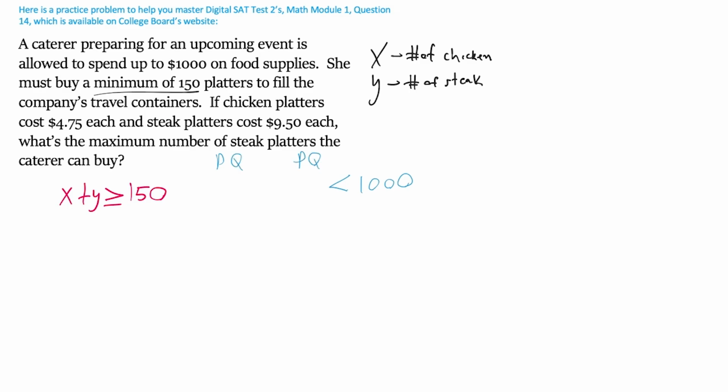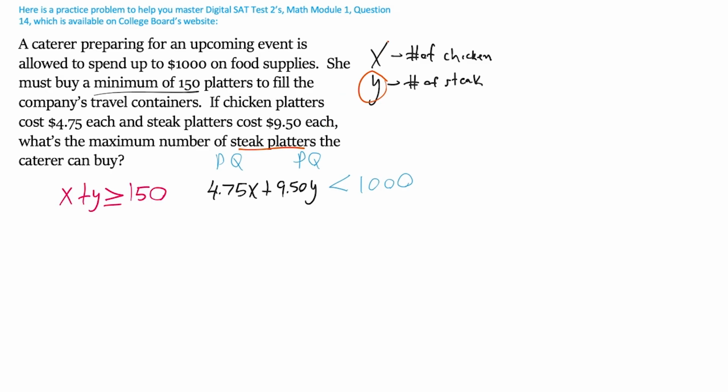So we'll have 475 times X as the price and quantity of the chicken platters, and 950 times Y as the price and quantity of the steak platters. So we've got two inequalities, and we're going to substitute them into each other. Now, before we do that, let's stop and think for a second. What do we want to end up with? We want to end up with the maximum number of steak platters. So we want Y to be our end result.